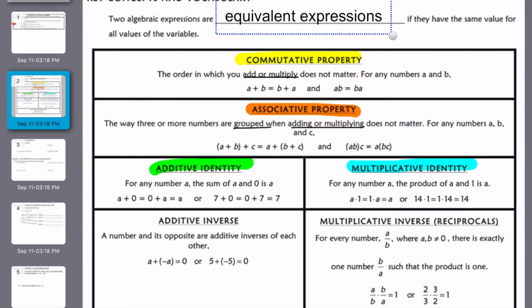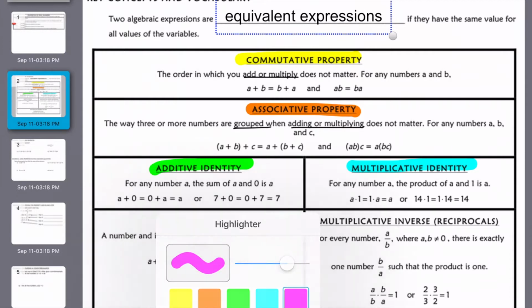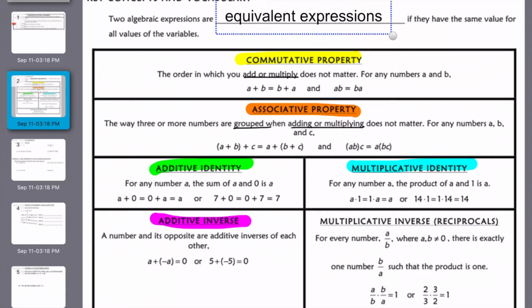We also want to think about our additive inverses here. A number and its opposite are additive inverses of each other, essentially meaning a number and its opposite, when they add up together, create 0.